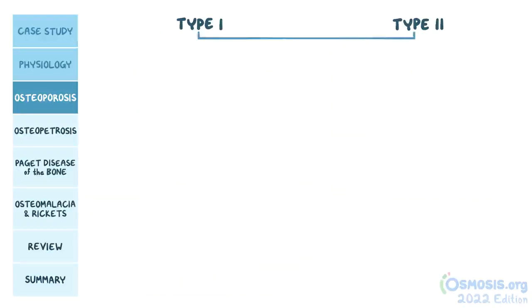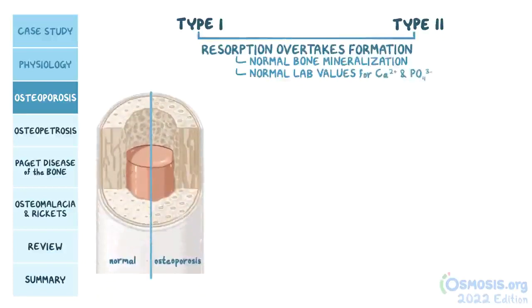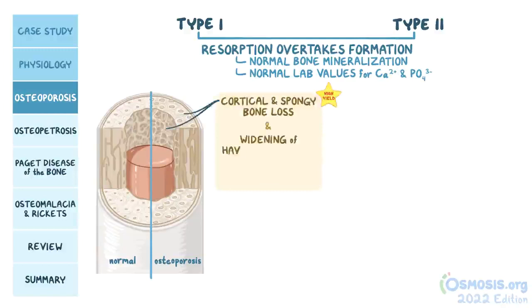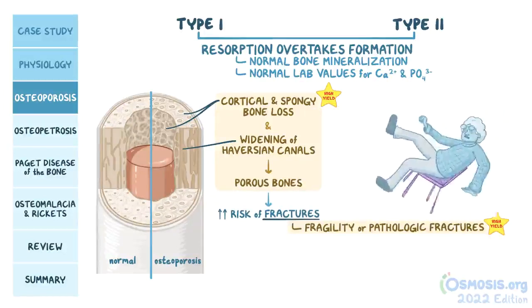In both cases, bone resorption usually overtakes bone formation despite normal bone mineralization and lab values for serum calcium and phosphate, causing both cortical and spongy bone loss, as well as a widening of the Haversian canals, which are the canals through which blood vessels and nerves travel throughout the bone. The result is porous bones that have an increased risk of fractures. In osteoporosis, most fractures are fragility or pathologic fractures because they typically occur after minimal trauma, like falling from a chair.